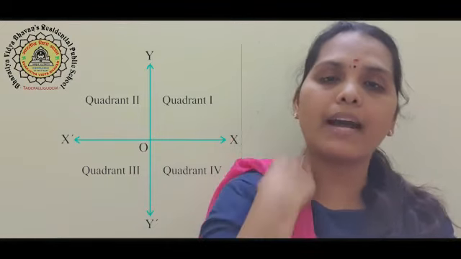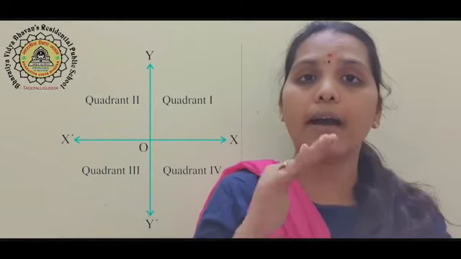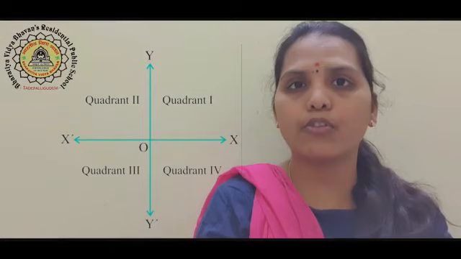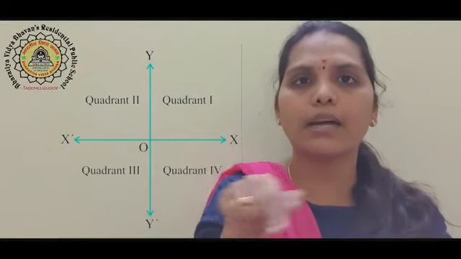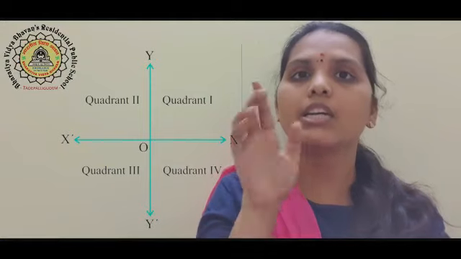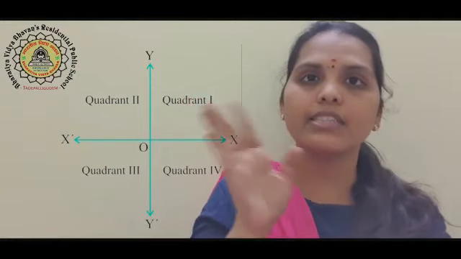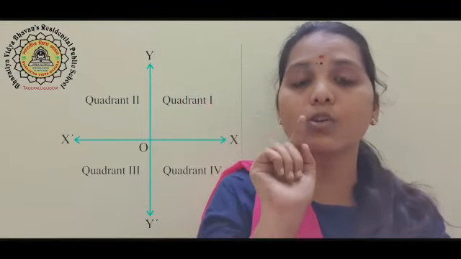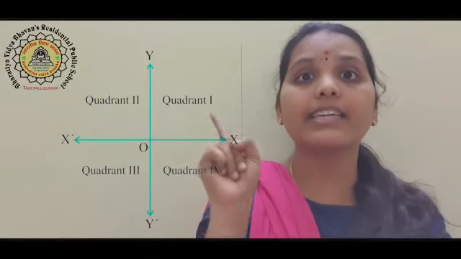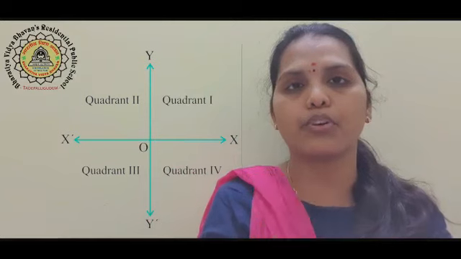These four parts we will call quadrants. Quadrant means 1/4, so the axes divide the plane into four equal parts. Each part is 1/4 of the complete plane. That's why we call it a quadrant. You can see the first quadrant, second quadrant, third quadrant and fourth quadrant.